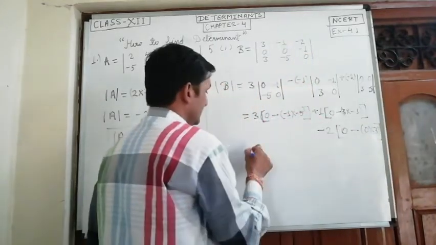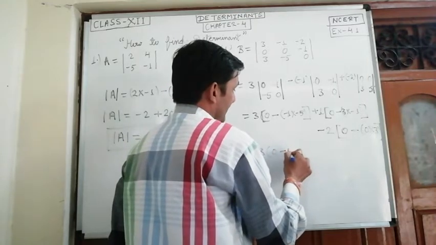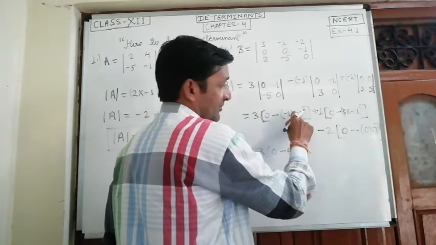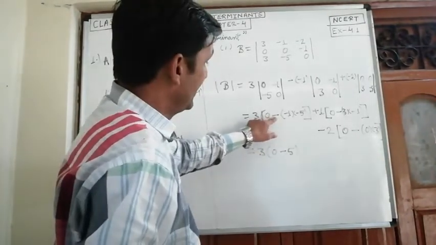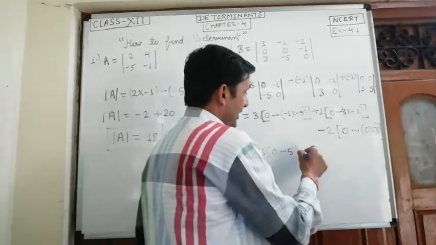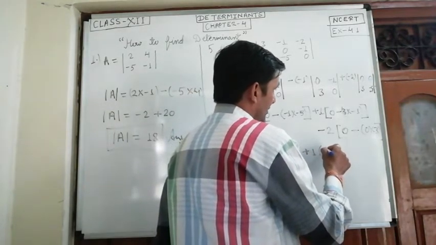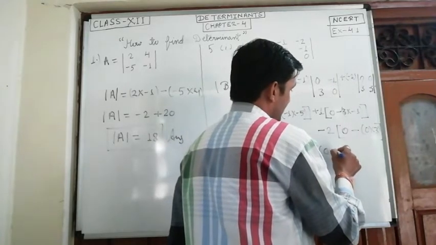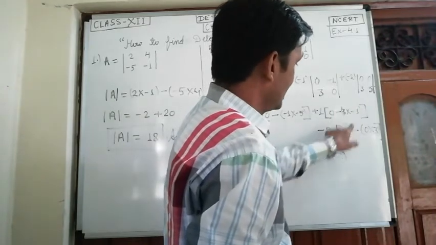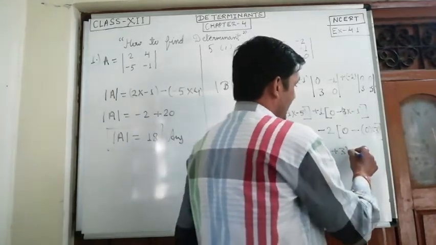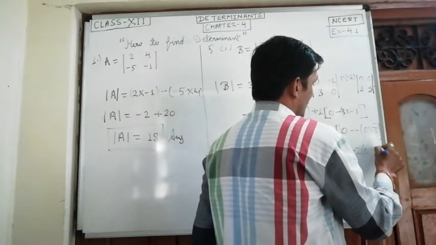So it will be 3 into 0 minus 5, because this minus into this minus will become plus. 0 plus 3, minus 2 into 0 minus 0.